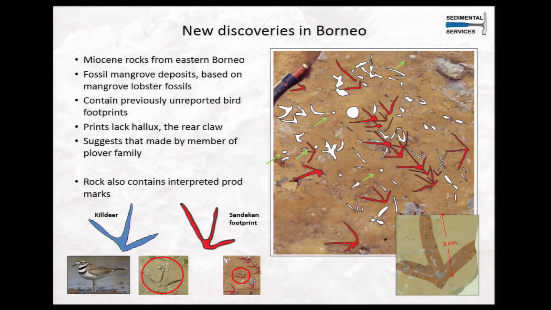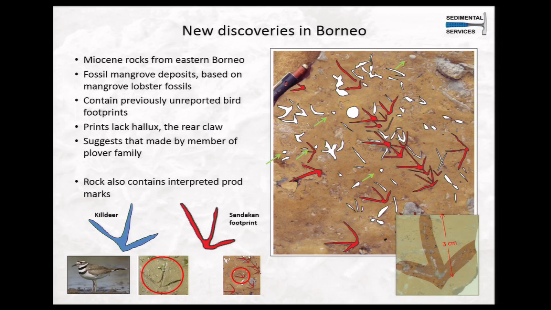So one of the things that I found while I was in Borneo, and probably the most exciting day of my whole PhD, was finding fossil bird footprints in these Miocene sediments. And this is an interpreted section here, where I've interpreted all of the footprints. And these white dots here are prod marks, where the bird's prodded its beak in. And then this just shows what the footprint would look like. And I've kind of highlighted it just to show you what it looks like.